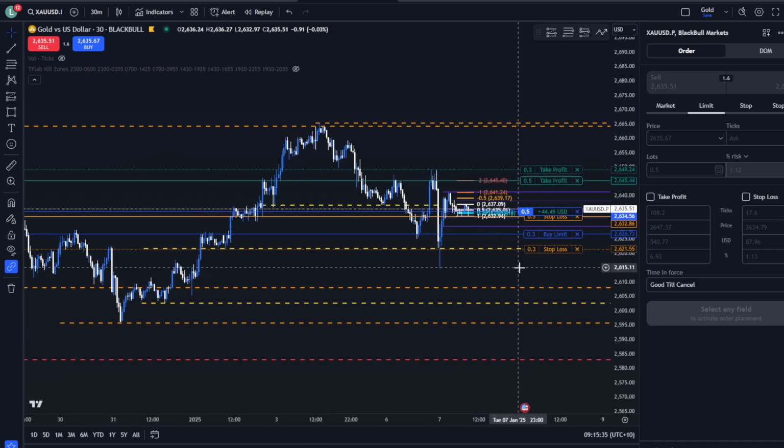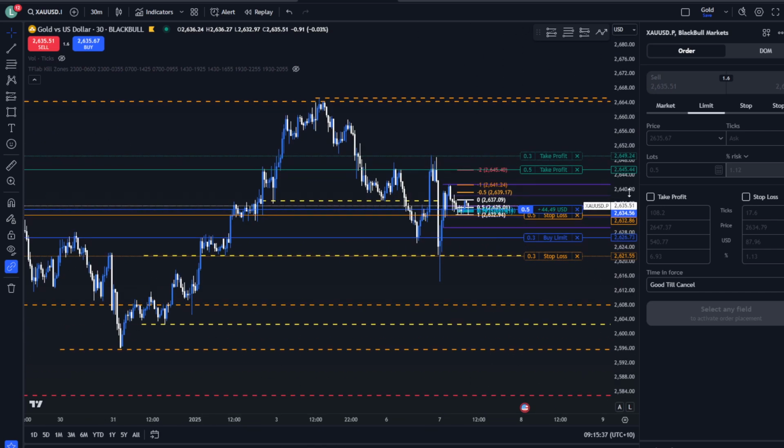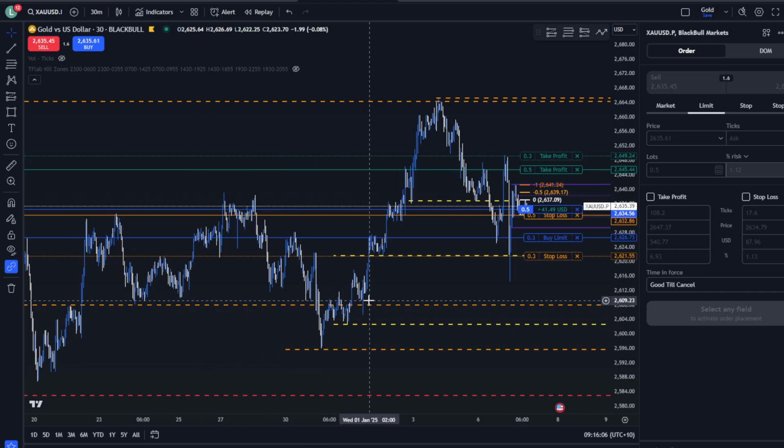Now, when we look at what's happened, the market moves from liquidity to liquidity. It grabs liquidity on the top side, then uses that liquidity to move and grab sell side liquidity. So we're expecting the market to oscillate between buy side and sell side liquidity.